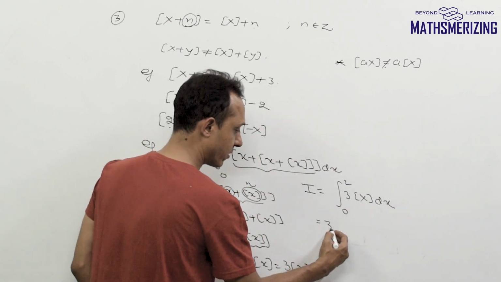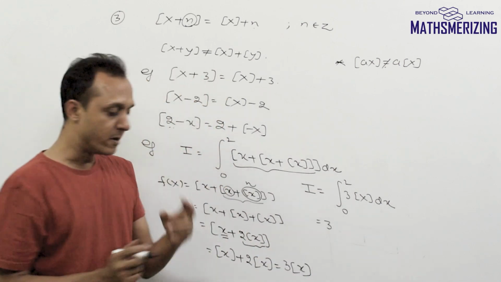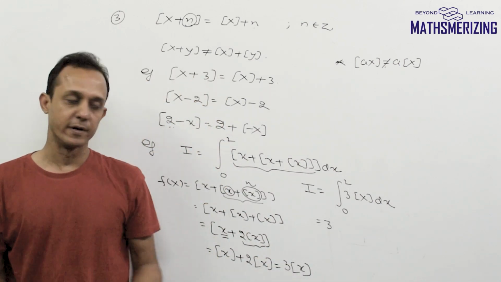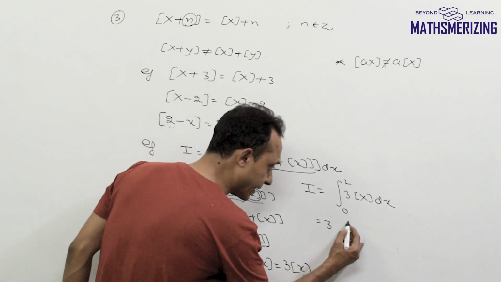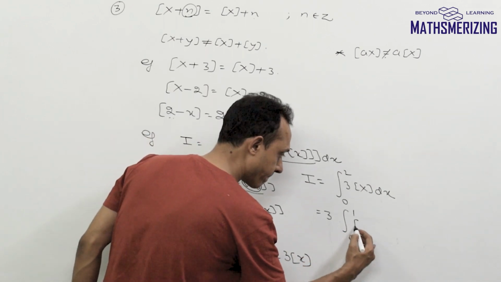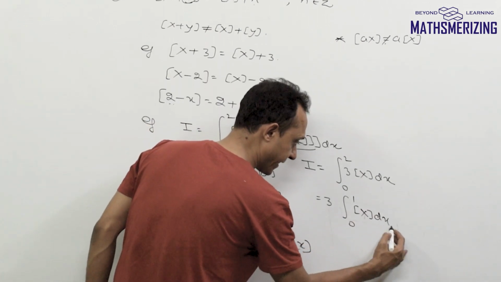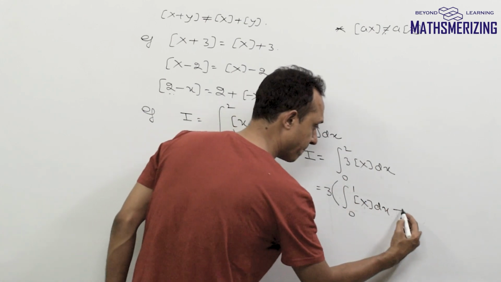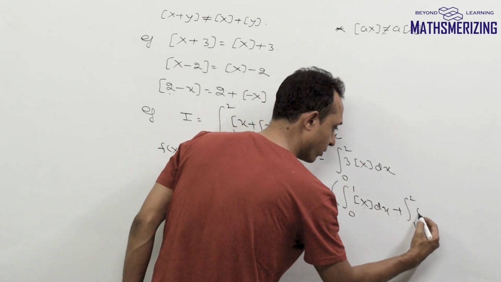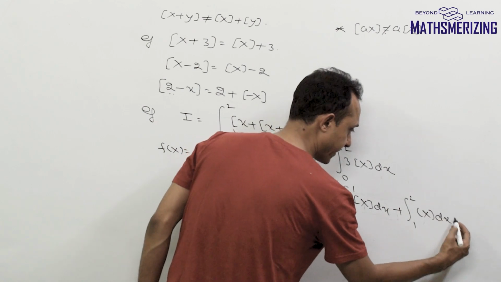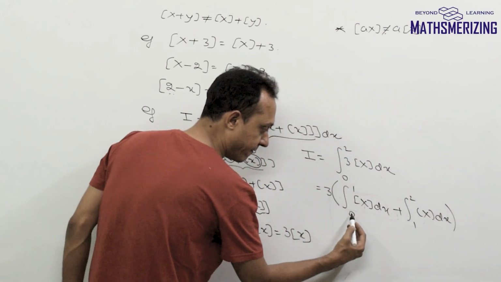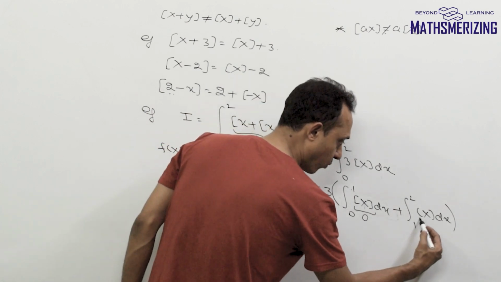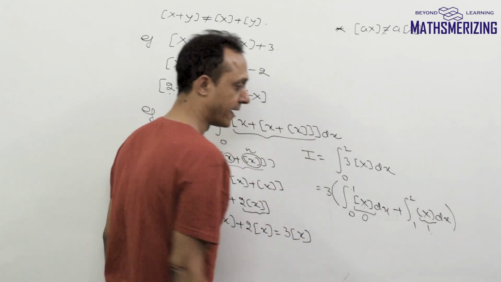So I'll take this 3 out. Now what I do know is, between any two successive integers, the greatest integral function is nothing but a constant value, right? So I'll split this integral in 2 parts: from 0 to 1, the greatest integral function of x dx, and then plus from 1 to 2, the greatest integral function of x into dx. Now between 0 and 1, the value of the greatest integral function of x is 0, and between 1 and 2, the greatest integral function of x is simply 1.